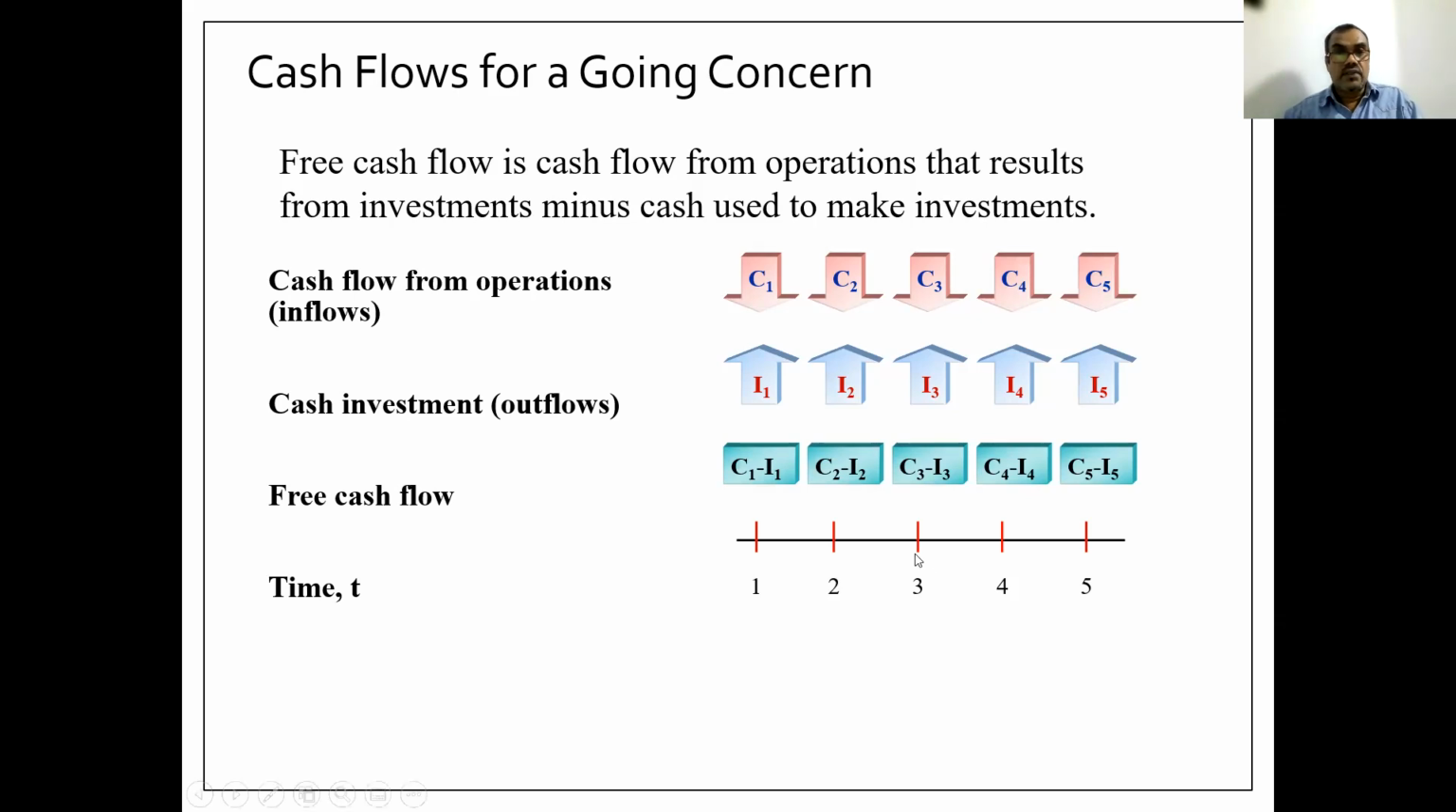It's good if you know the time period. In this particular example, just 5. But if it's a going concern, of course, these free cash flows are expected to flow into the business over an infinite time period. Then we need to think of a valuation model.